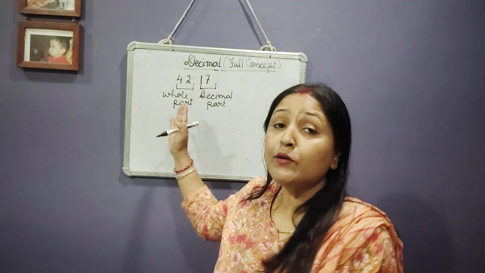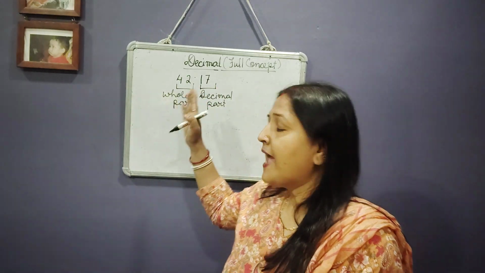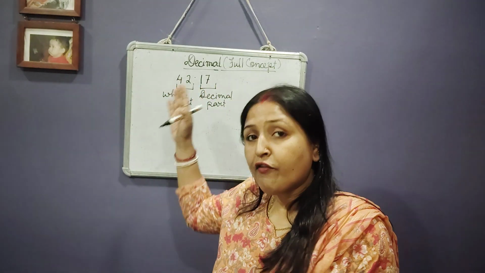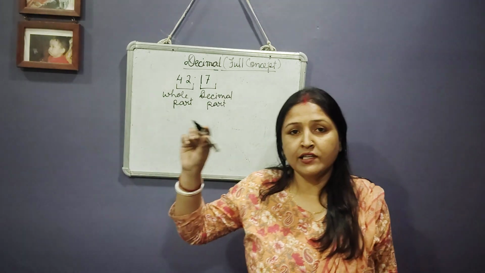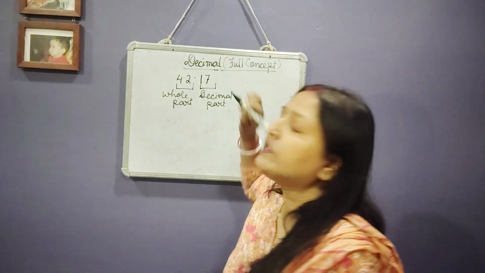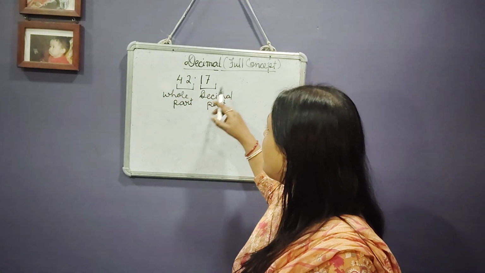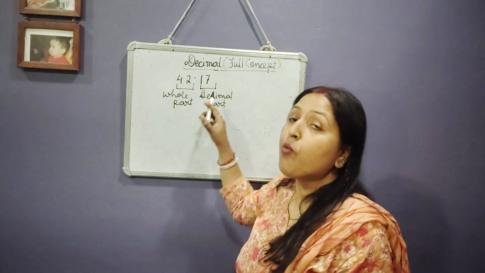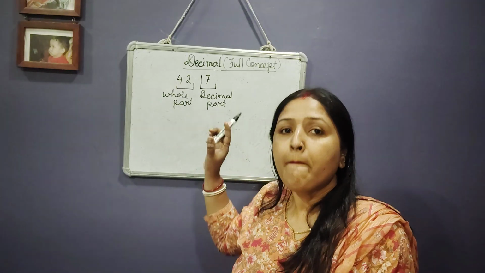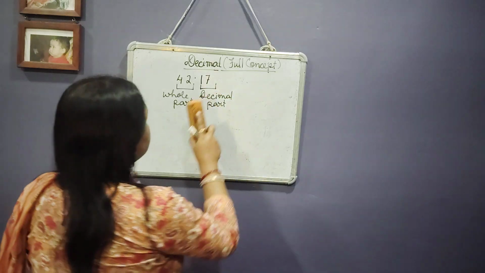The number which remains before the decimal is called the whole part, and the number which remains after the decimal point is called the decimal part. Decimal is nothing but a point. See, I have given one point. This sign is called the decimal point. So the numbers which remain after this point are called the decimal part. Now students, let us see another thing. This is the first topic.